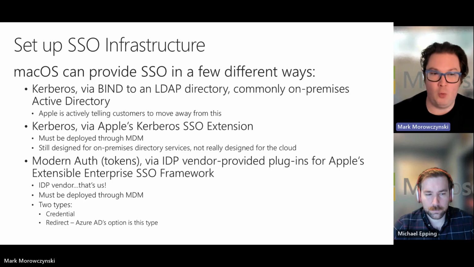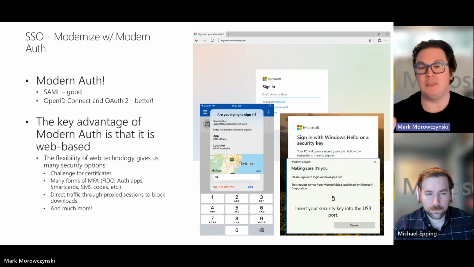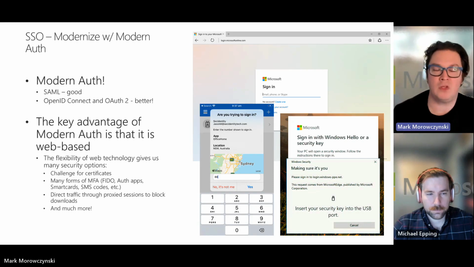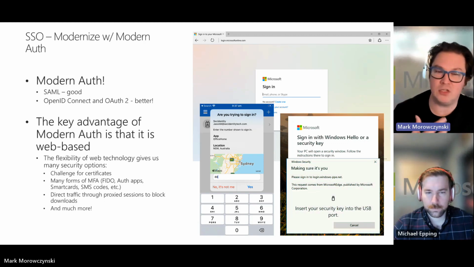But let's talk about what I mean by modern authentication. Previously, I mentioned that Azure AD is built on open standards. That's things like SAML, which is good, or even better, which is OpenID Connect and OAuth 2. And the big advantage you get with modern authentication is that it's web-based. So now we can get all kinds of additional things, like we can challenge the user for certificates. We can do things like MFA, we can do FIDO keys, all kinds of good stuff like that.